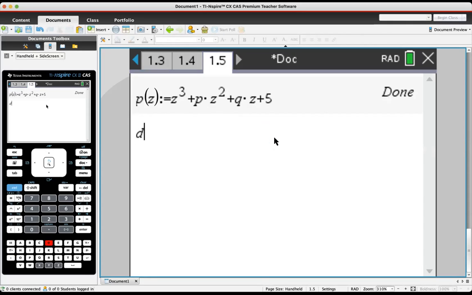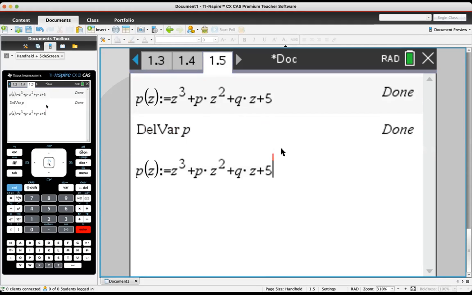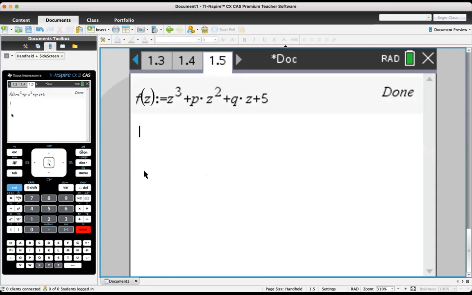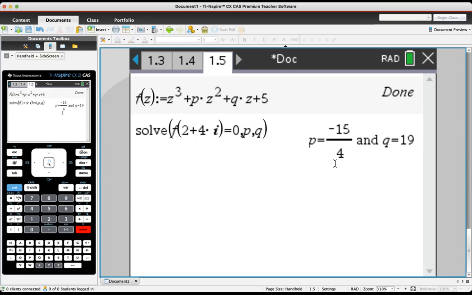So probably I need to delete the variable P, okay? Instead of using P as my function name, I would use F, maybe. Delete that, delete that. Okay, now, instead of solving P of something equals 0, I'm using F of something equals 0. F when z equals 2 plus 4i equals 0, solving for p, q. Right, so basically I should get the p-value is minus 15/4 and q equals 19.